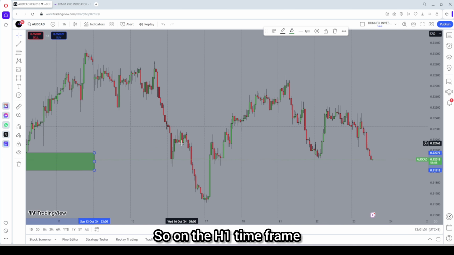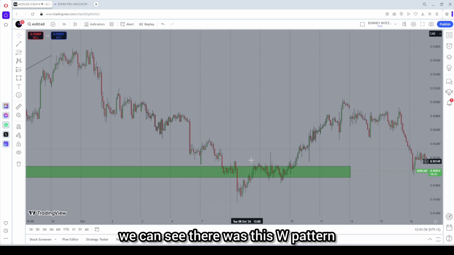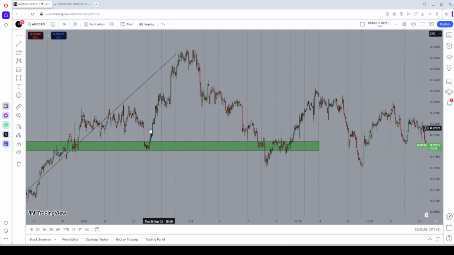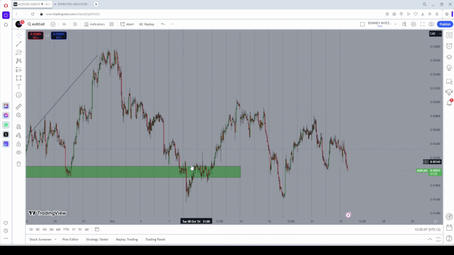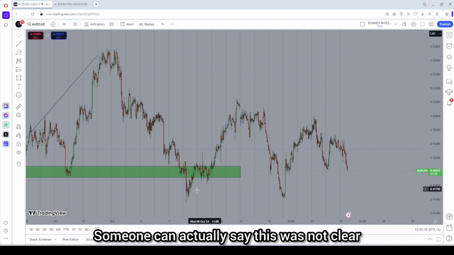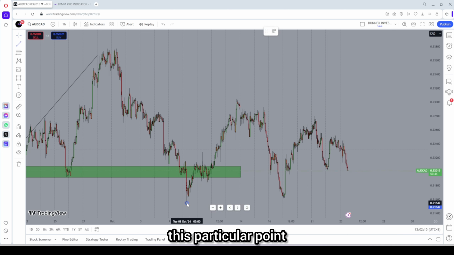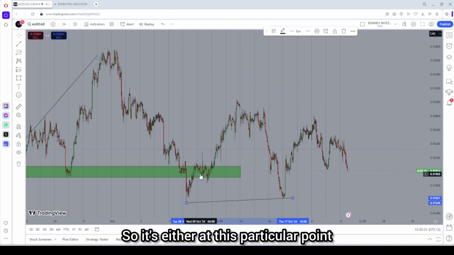On the H1 time frame, if we observe what happened in the previous case, we can see there was this W pattern when the market came back to the zone that we broke on the daily time frame. Someone can say this was not clear, but when we retested this particular point, it was another point of market entry. So either at this particular point we had a point of entry. However, we need more examples so that we fully comprehend how this is done.